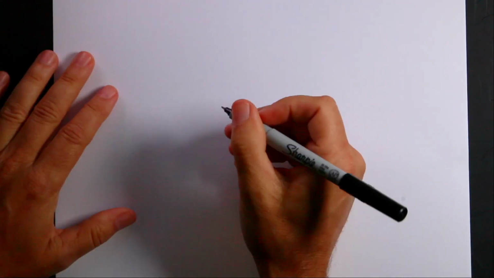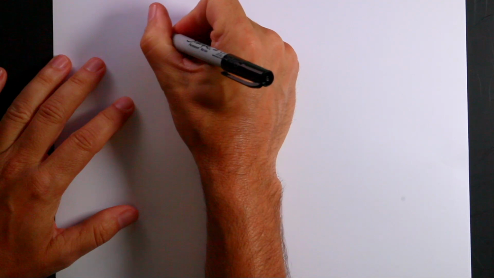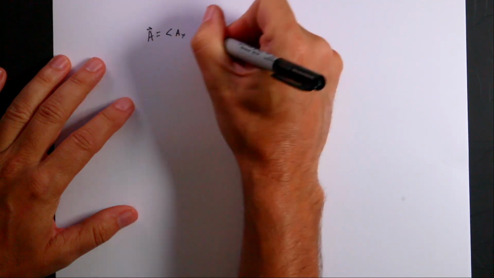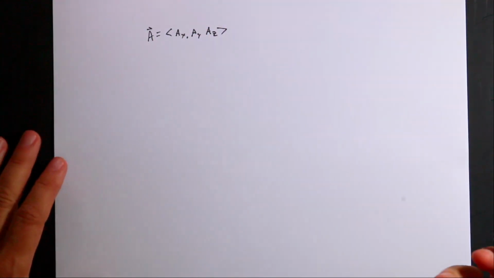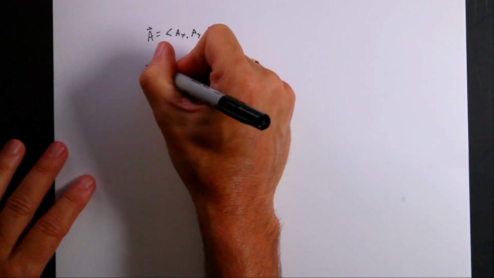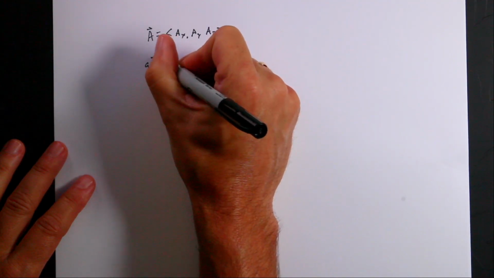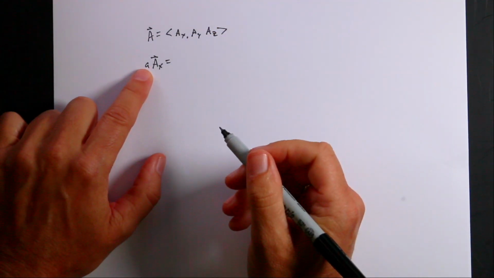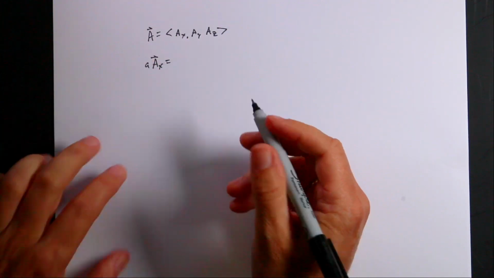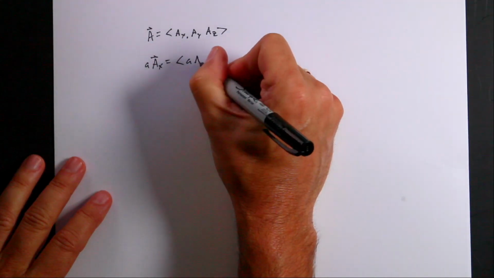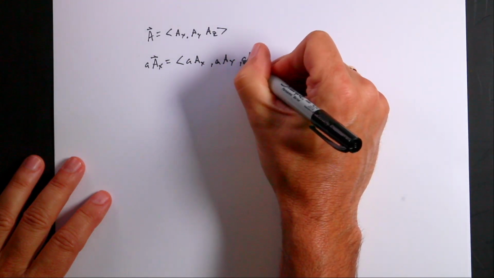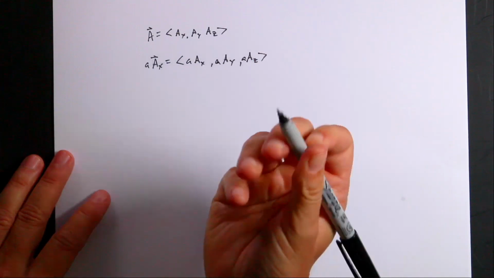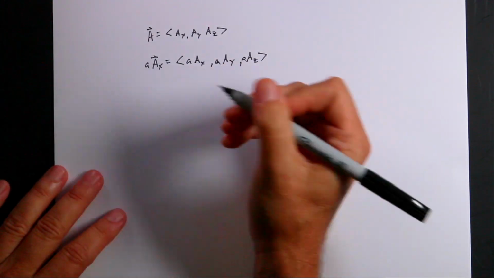So, scalar multiplication. Let's say I have the vector A, A_X, A_Y, A_Z, and I want to multiply it by the scalar value a. If I have a scalar value and I multiply it, I just multiply each component by that value. So this is going to be aA_X, aA_Y, aA_Z. If I want to multiply by -1, I can do that. I'm going to use an actual number.